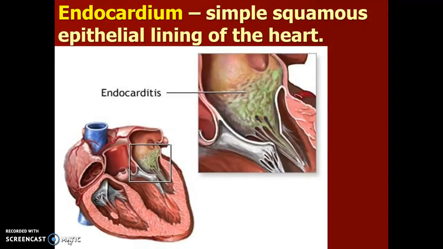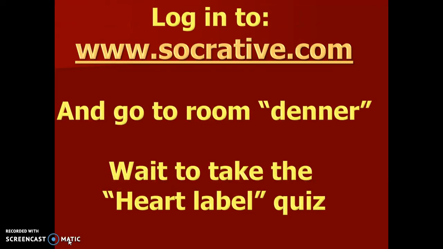So the endocardium is simply another simple squamous epithelial lining of the heart, which makes it very smooth so the blood can flow through pretty easily. If you get endocarditis, as shown in the picture here, itis is inflammation of the endocardium, usually caused by an infection. That causes it to now not be smooth, which would make the blood flow turbulently, which could lead to clots. And when the blood starts clotting and it gets stuck in a small arterial or capillary feeding either the brain or the heart, you could get either a stroke or a heart attack, a myocardial infarction.